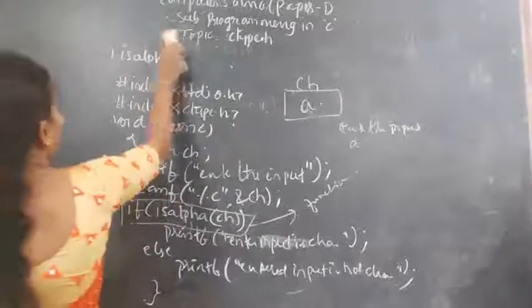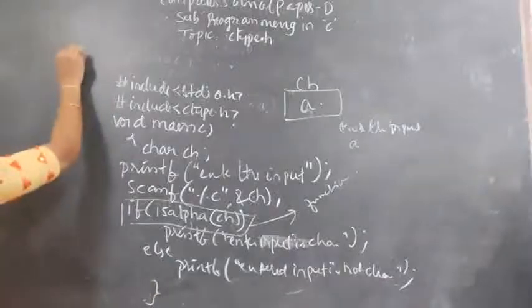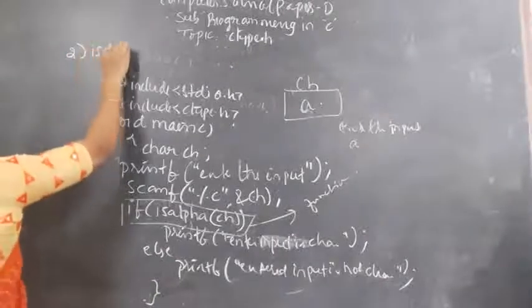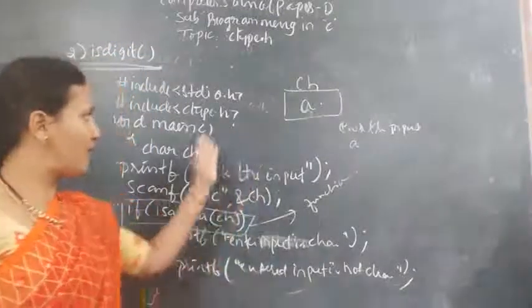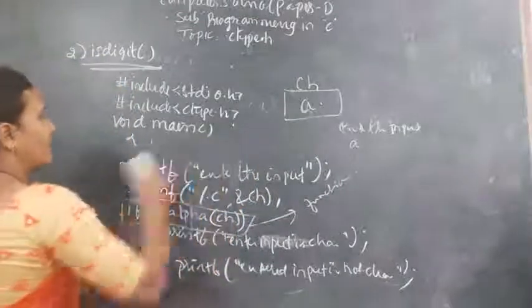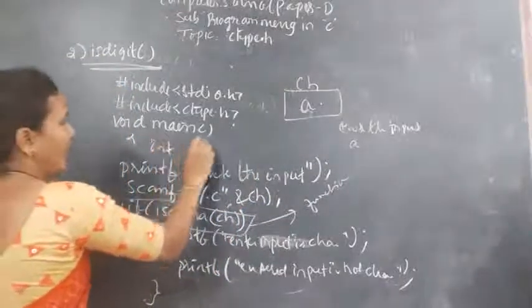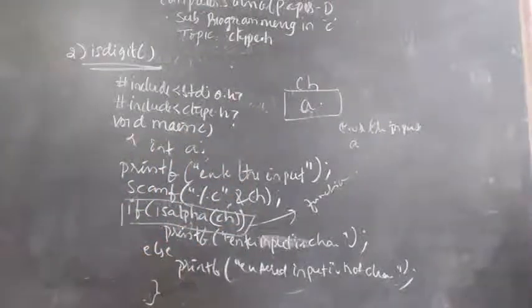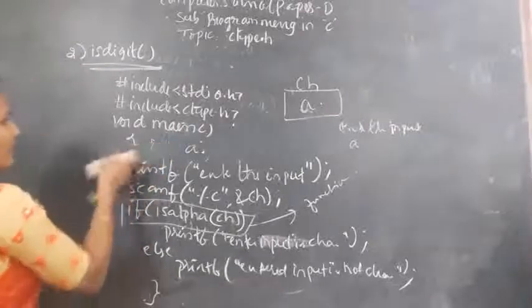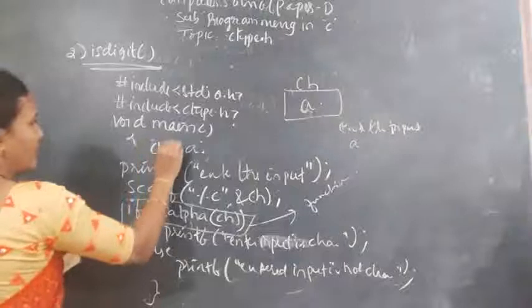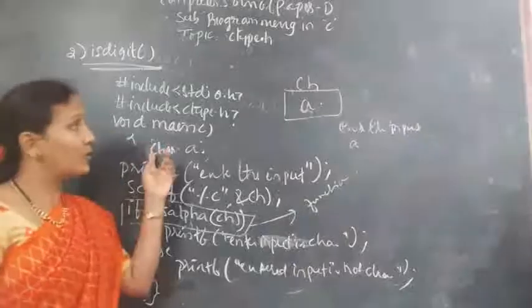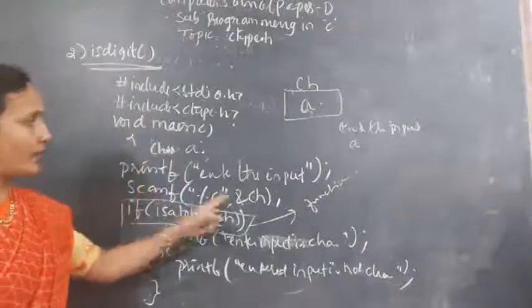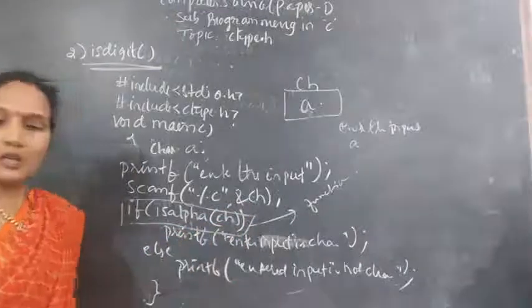Now, the next function is isdigit. Digit means numbers. Here I will give 8, for example int a, because you have to change the data type. Just check it with the character function, and we'll see how you use it with a character or a number. Like this, whatever value the user has given, it checks whether it is a number or not.